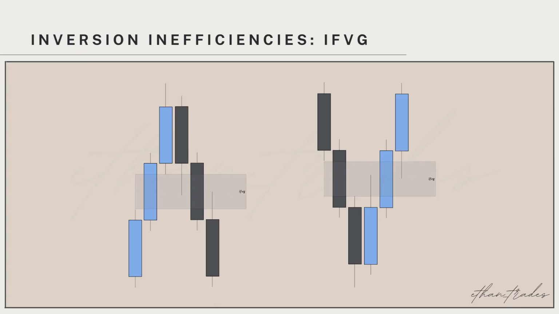Just as with any inversion PD array, an inversion fair value gap is created when a candle closes beyond it, invalidating it. And so, for example, on the left, if you have a bullish fair value gap, once price closes below it, then it becomes a bearish inversion fair value gap. Vice versa, on the right, if you have a bearish fair value gap, once price closes above it, then it becomes a bullish inversion fair value gap.